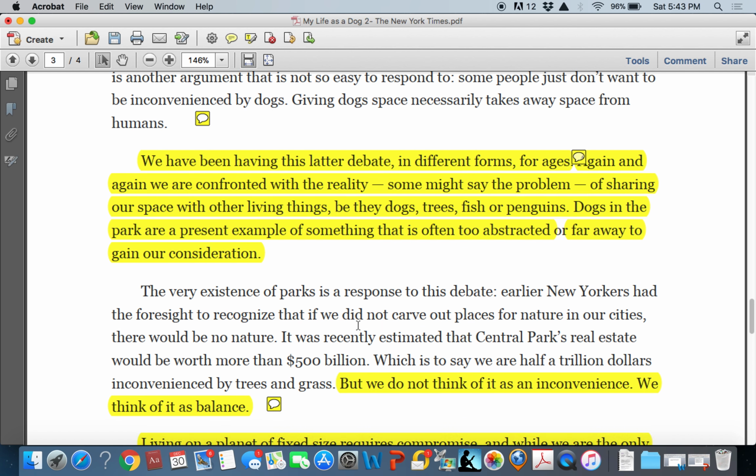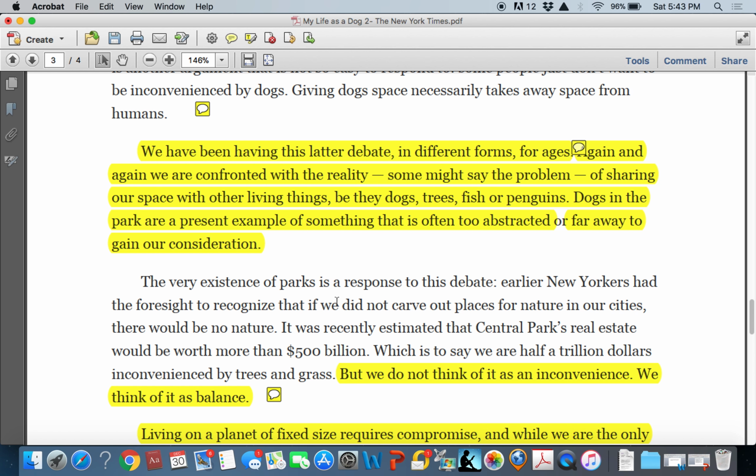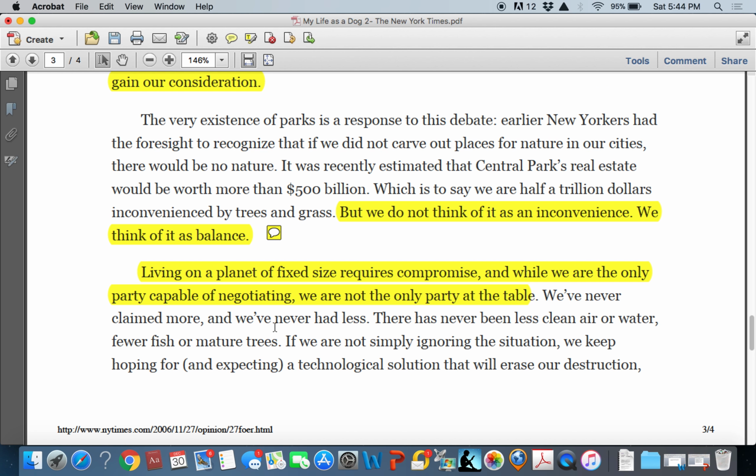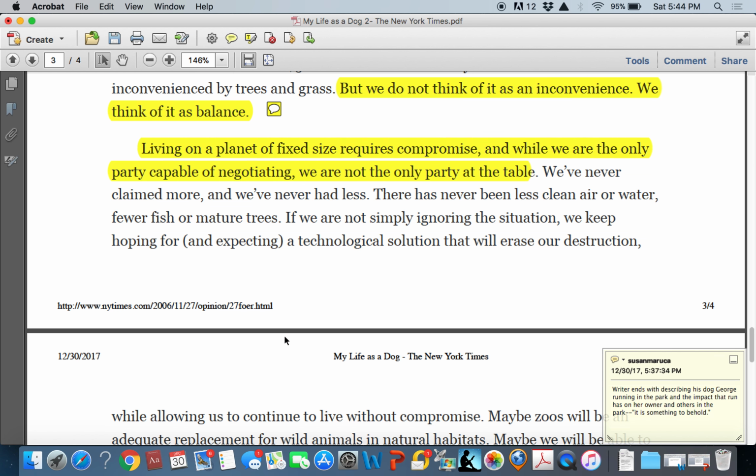His main idea emerges here. He gives us some evidence about how balance is achieved in New York City with maintaining the natural space of Central Park. So he uses that as evidence that we don't think of that as an inconvenience. We think of it as balancing an urban setting with the natural world. And again, he goes back to his main idea.